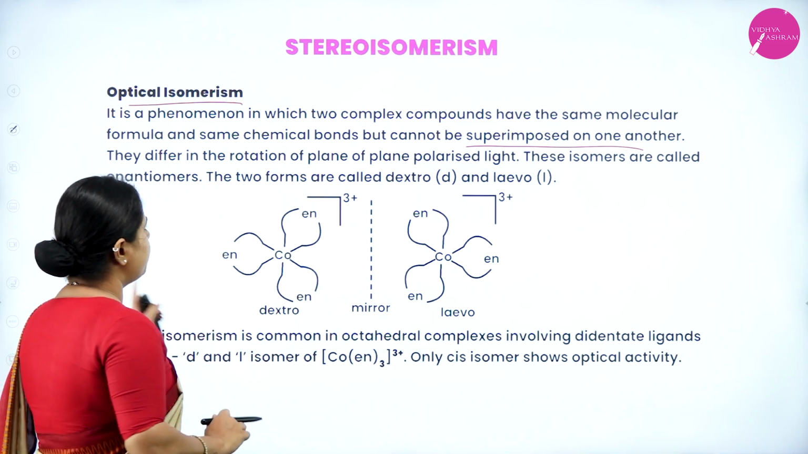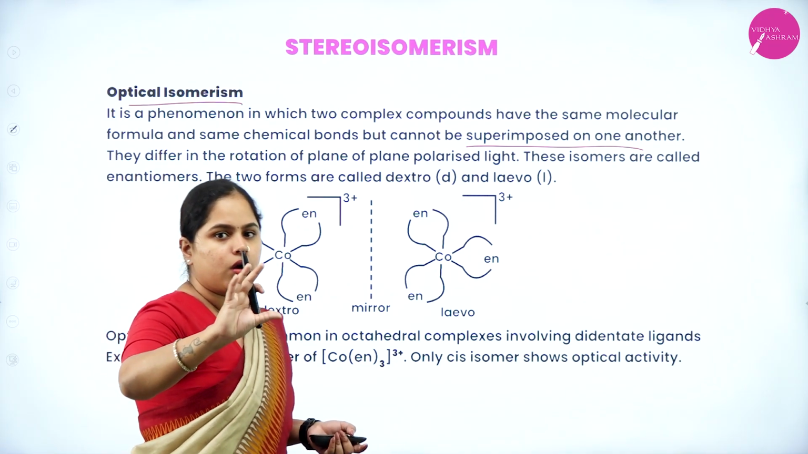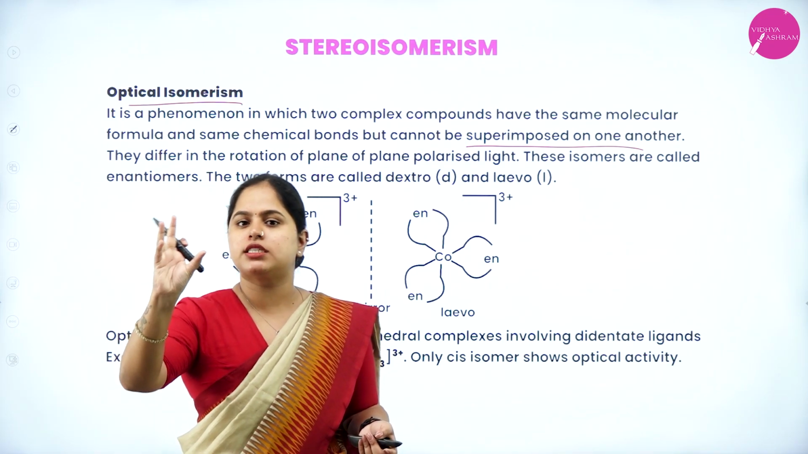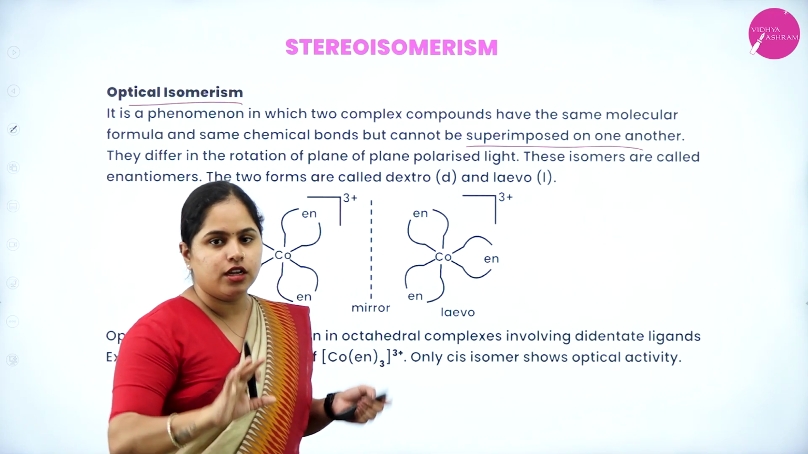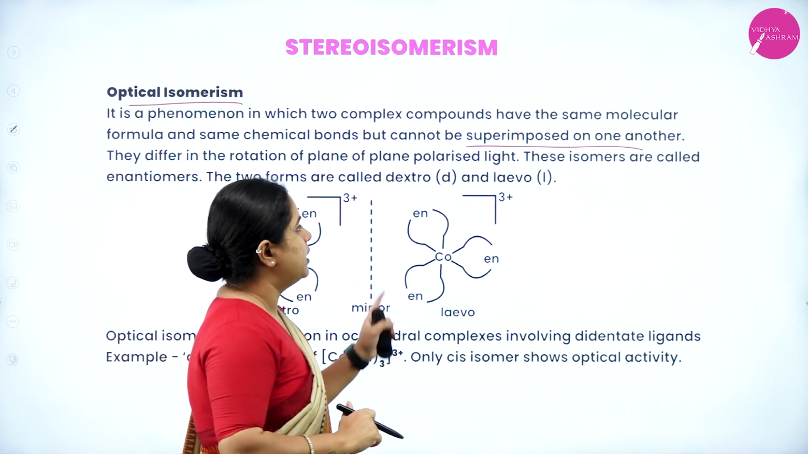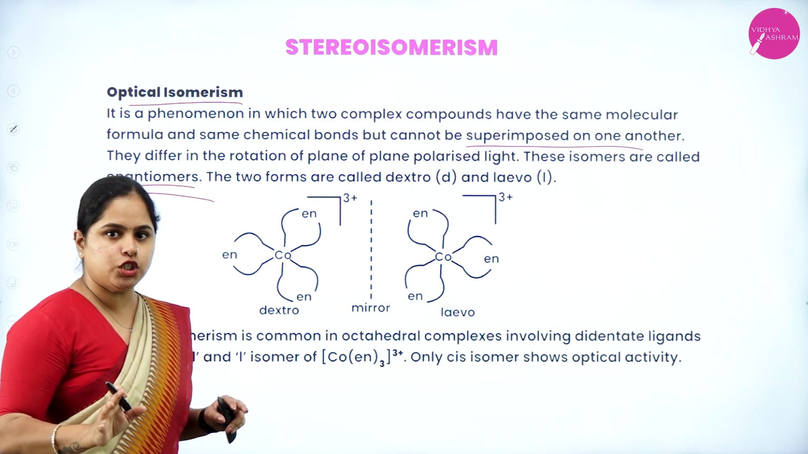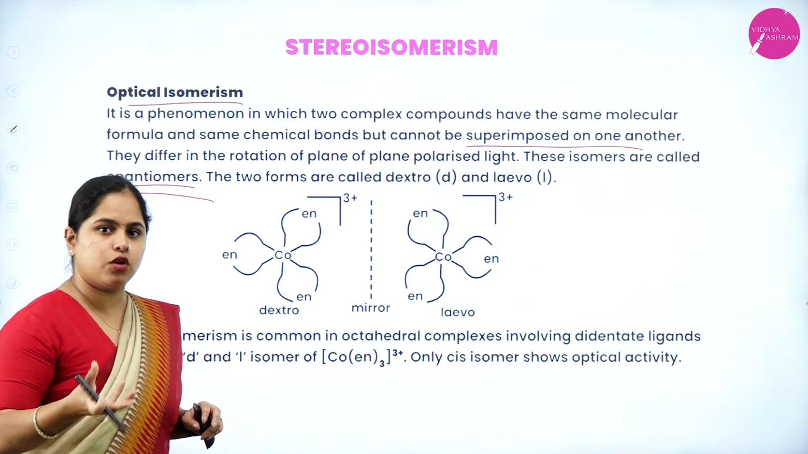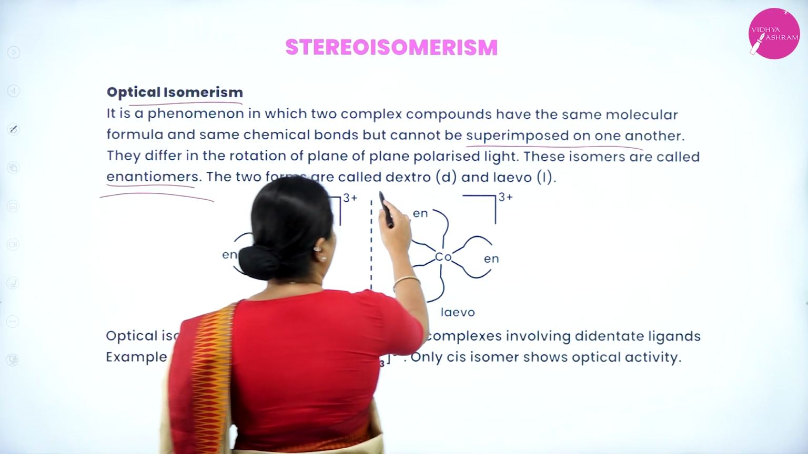They differ in the rotation of plane polarized light. That means one compound will rotate the plane polarized light towards the right side, the other one will rotate it to the left side. So, that is what it will differ in. These isomers are called enantiomers. One will rotate to the right and one will rotate it to the left. The two forms are called dextro and levo.